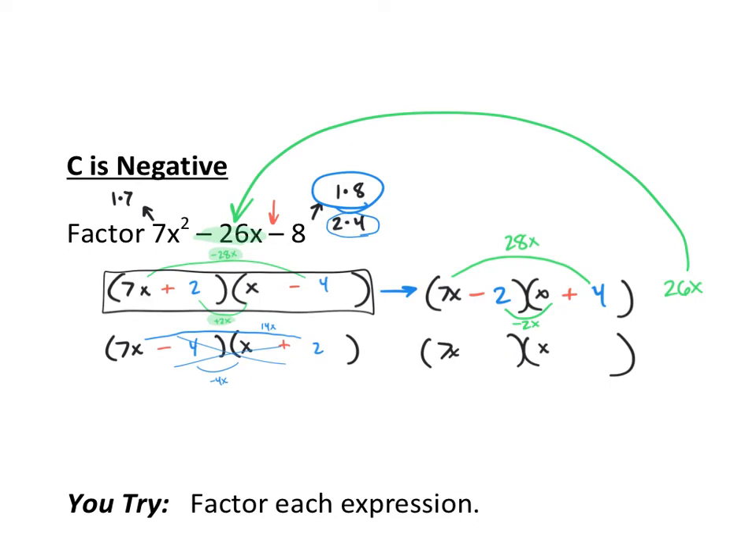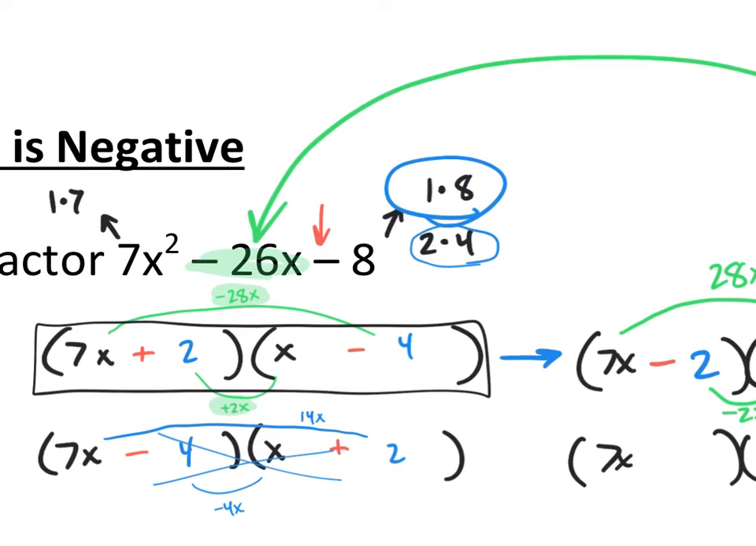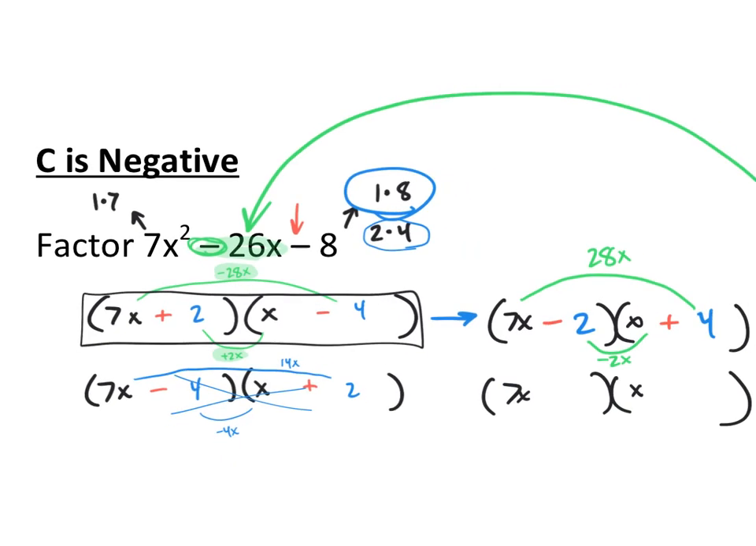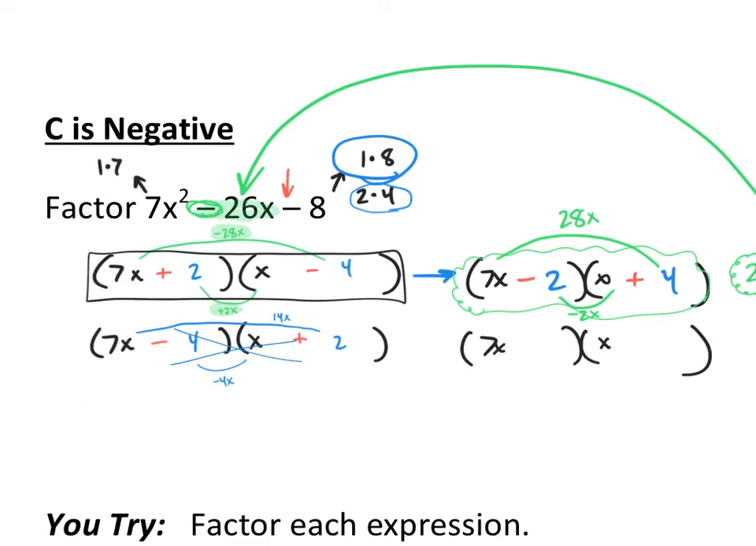Here's the good news, though. Anytime you get the right middle term, but it's not the right sign, so in this case we needed a negative, what that's telling you is that this answer is almost correct. The only thing you'd have to do is flip-flop the negative signs. So instead of having the negative with the 2, you need a positive with the 2. Instead of having a positive with the 4, you need a negative with the 4. So that takes away some of the potential combinations, which is good.